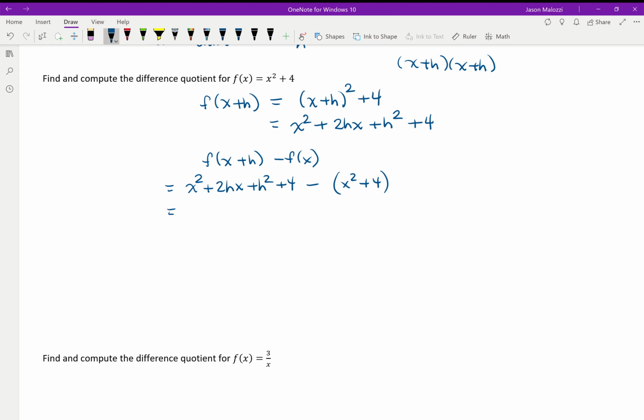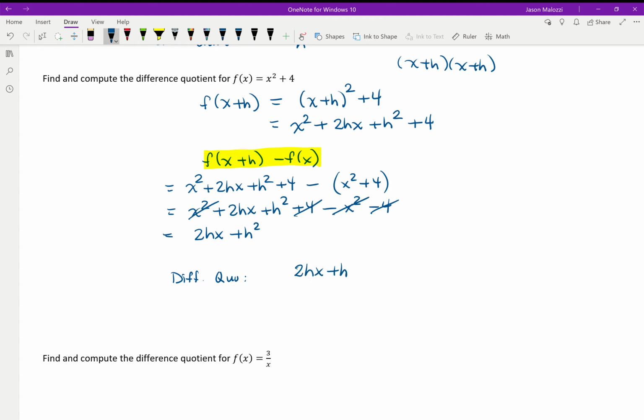And then combining like terms, well, x squared plus 2hx plus h squared plus 4 minus x squared minus 4. Those are going to go away. Those are going to go away. 2hx plus h squared. And again, this quantity right here is the numerator of the difference quotient. So that means that the difference quotient is 2hx plus h squared all over h, right?